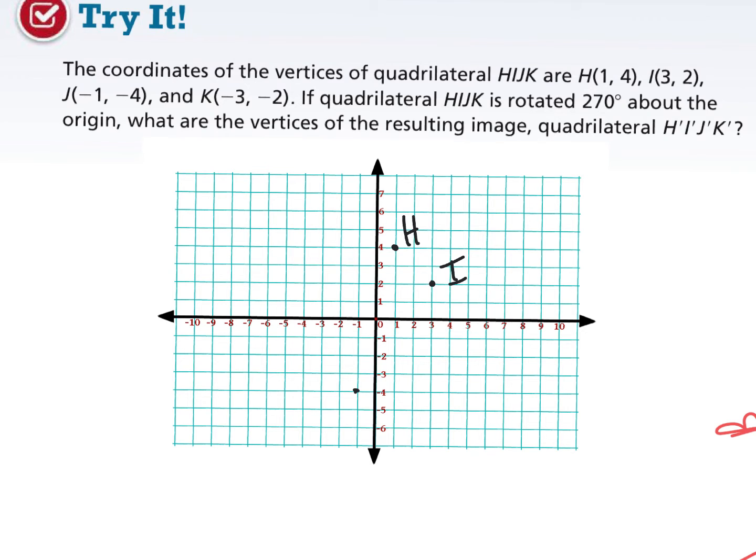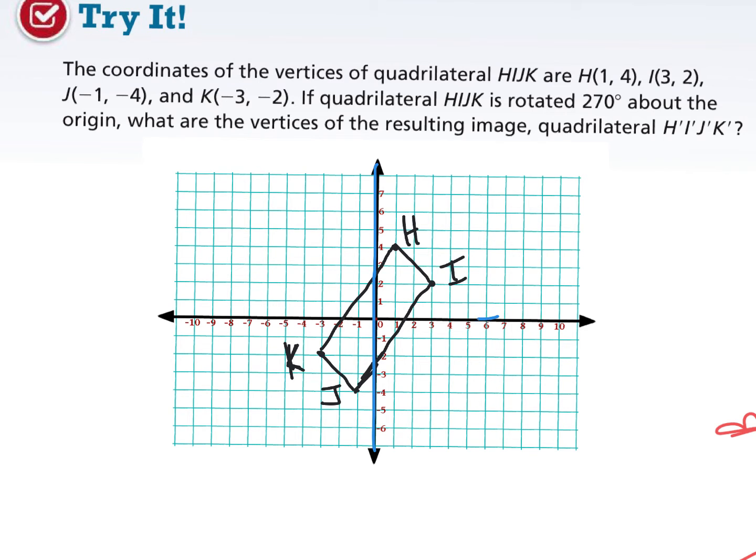-1, -4, and -3, -2. One thing I haven't mentioned yet is when you go to graph these and then you rotate it, your rotation is not going to change the size of it. Just by turning it, the size is going to stay the same. Okay? That's something else you can watch for.